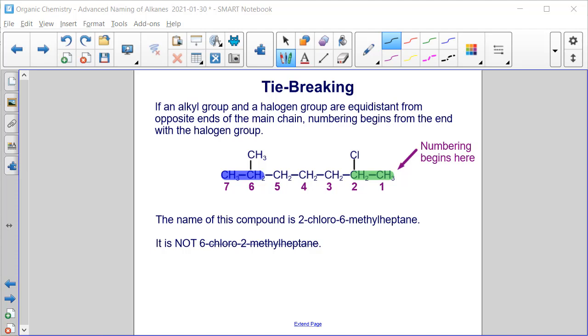Sometimes an alkyl group, a carbon substituent, and a halogen substituent are equidistant from opposite ends of the main chain. Like this methyl group here is 2 away from the end of the main chain, and this chlorine group is 2 away from the other end of the main chain. When that happens, we have to break the tie. Where do we start our numbering? In that case, we start the numbering from the end closest to the halogen group. So in this case, we get 2-chloro-6-methylheptane instead of 6-chloro-2-methylheptane.